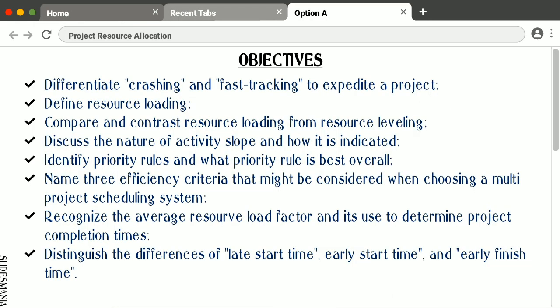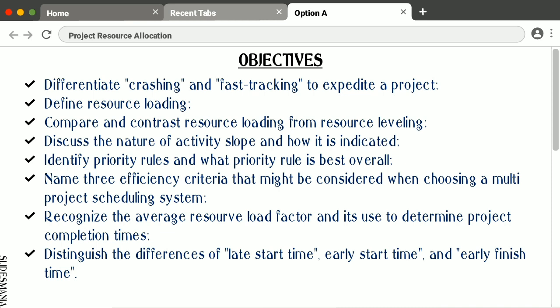Okay, objectives. First, differentiate crashing and fast tracking to expedite a project. Second, define resource loading, and compare and contrast resource loading from resource leveling. Discuss the nature of activity slope and how it is indicated. Identify priority rules and what priority rule is best overall.